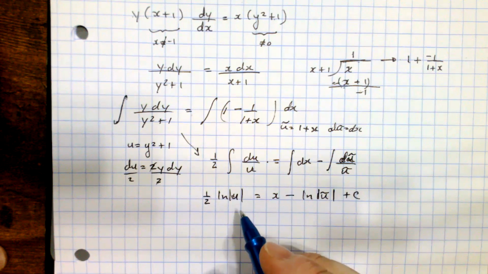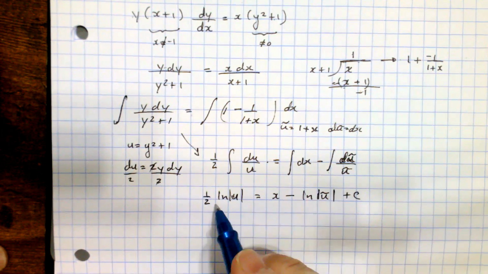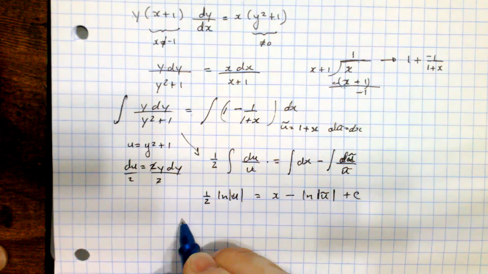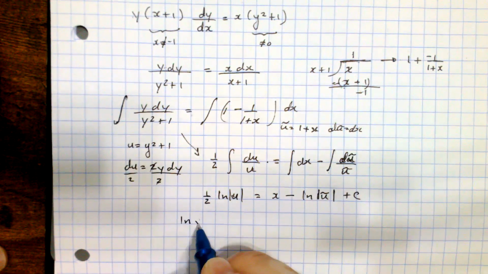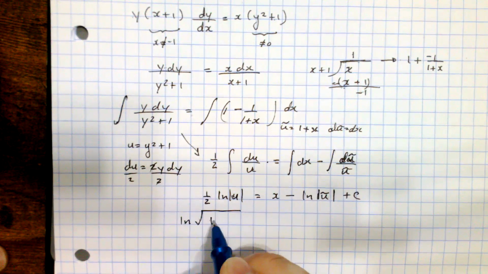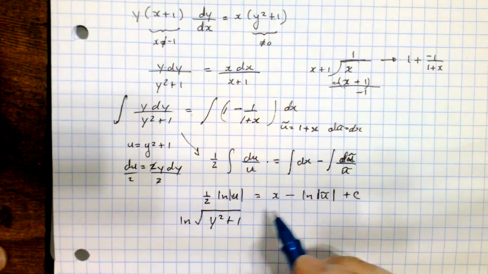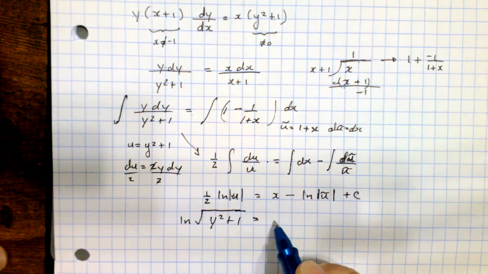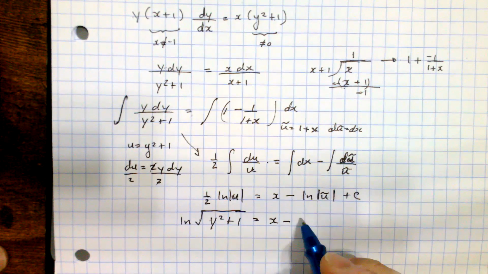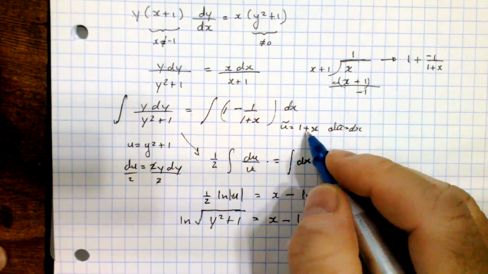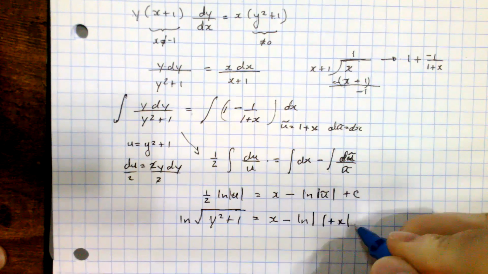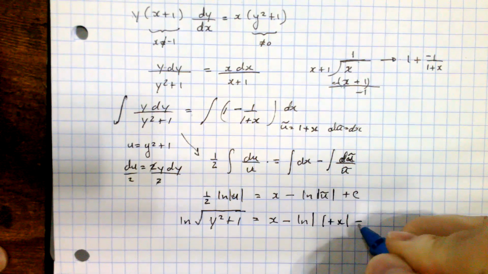And then, what do we have here? Let's see. I can bring that exponent up and substitute this in. So I get that this is the natural log of the square root of y squared plus 1. So this first term is equal to x minus the natural log of the absolute value of 1 plus x, plus a constant.